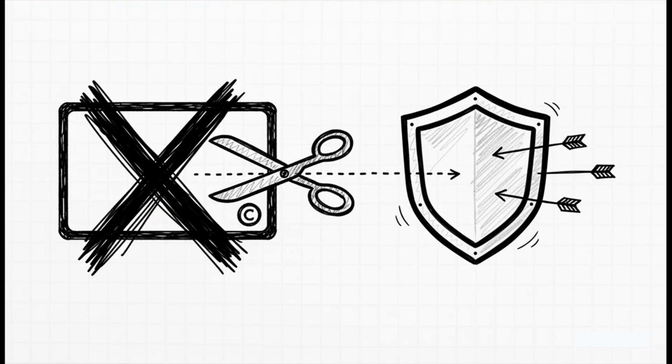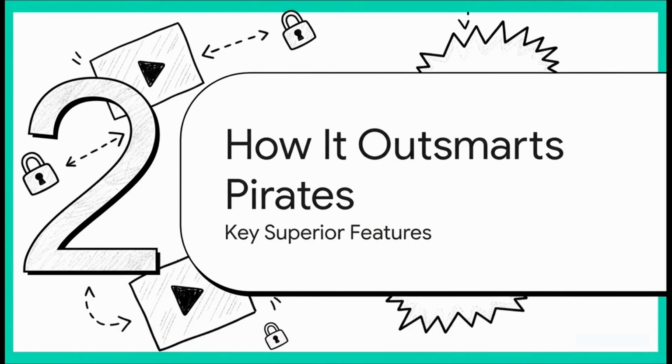Yeah, we're definitely not talking about some basic, static logo that someone can easily crop out or just paint over with software. This is something else entirely. It's an active defense system, built specifically to counter the weaknesses you find in most normal watermarks. So you're probably wondering, how exactly does it outsmart pirates or even just casual sharers? Well, it all comes down to a couple of key features that make this whole system, honestly, way superior.